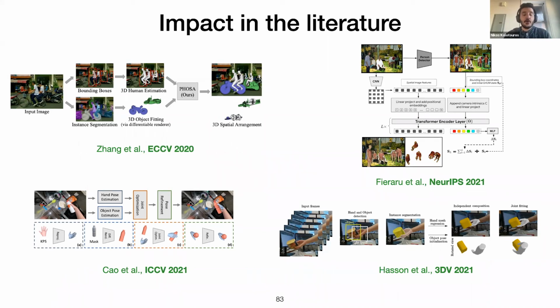Our SDF-based collision loss is also used in the two recent hand object reconstruction works by Cao et al. and Hasson et al. that incorporated it into their optimization framework. This shows that our geometric losses can be useful beyond just body pose estimation, and it can be used to solve a variety of related 3D problems.